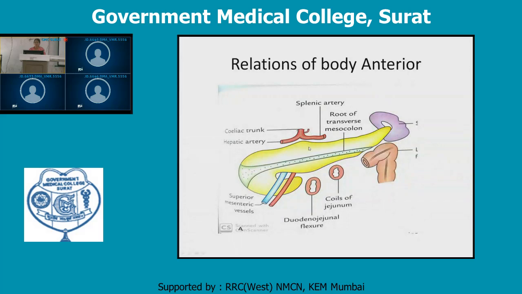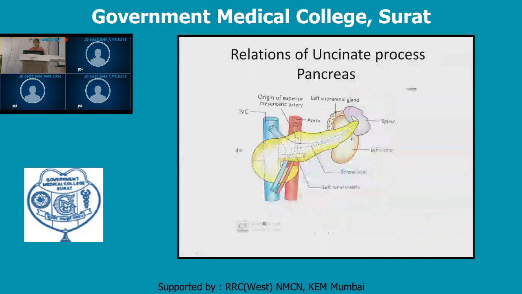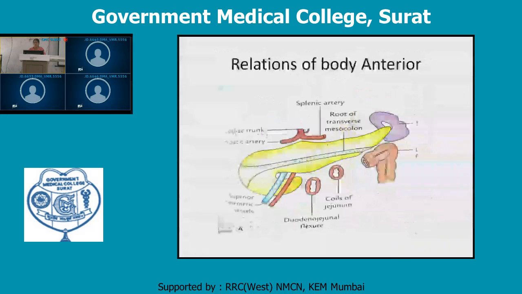Now the surfaces. In this diagram we can see the anterior surface and this is the inferior surface. The anterior surface looks forward and upward, and I told you what the relation is: stomach, separated by the lesser sac. Again I would like to show you that diagram where anteriorly there is the stomach, separated from the pancreas by the lesser sac. So this is the anterior surface. That is the only relation: stomach and lesser sac.